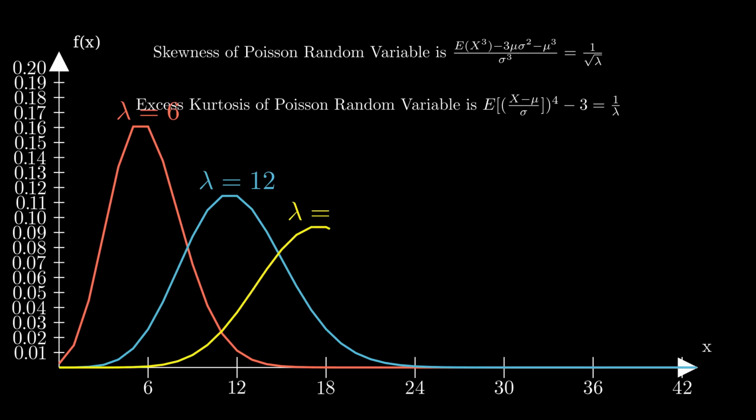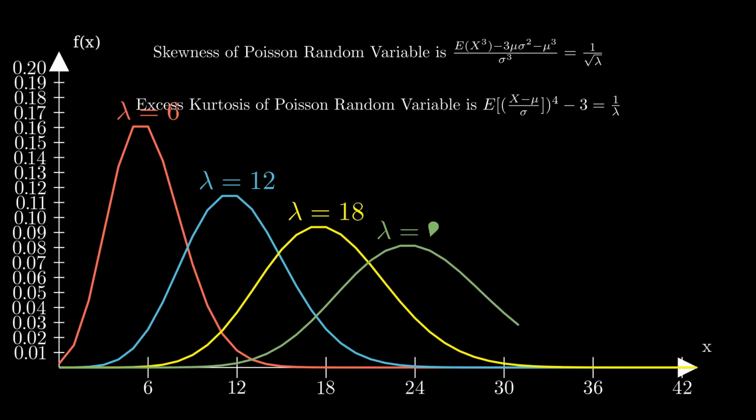And if you talk about kurtosis, kurtosis measures flatness and thickness, which also depends on lambda. So if lambda tends to infinity, kurtosis would be 0 and it would be like a normal distribution.